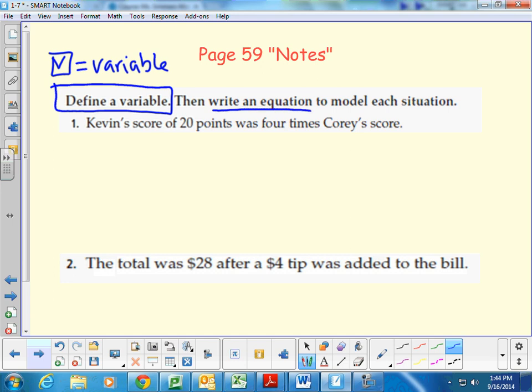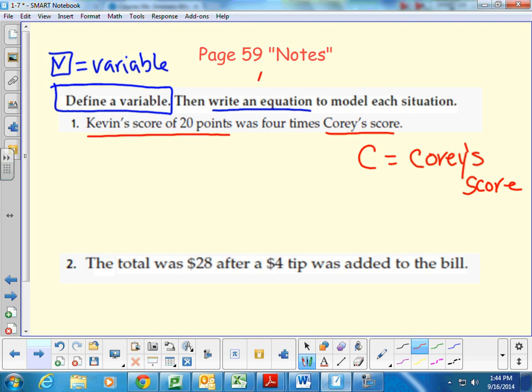So first we have to figure out what we are going to use to represent what we do not know. Number 1, Kevin's score of 20 points was 4 times Corey's score. Right here we see Kevin's score of 20 points. So we know Kevin's score. The score we don't know is Corey's score. Some people might use S for score. In my case, my S's tend to look like my 5s sometimes, so I'm going to play it safe and use C for Corey's score. And this is me defining my variable. Now I know exactly what C represents.